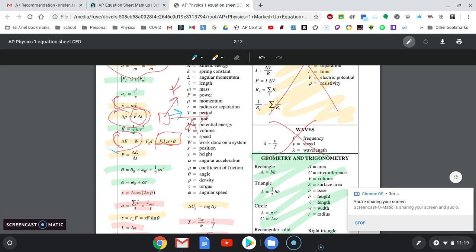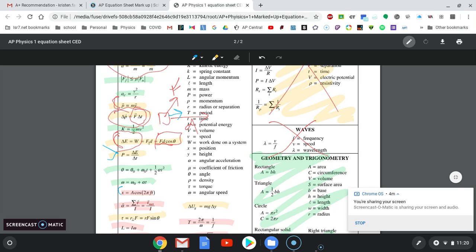P is for power, and that is the rate at which you use energy. So if I change the height of something, maybe using a lift, how much power is used? Well, how much energy did I transfer? Did I go up 10 stories over an hour, or did I go 10 stories over 30 seconds? That's the rate at which you've had a change of energy. Okay, so that can be applied to change of kinetic energy also.